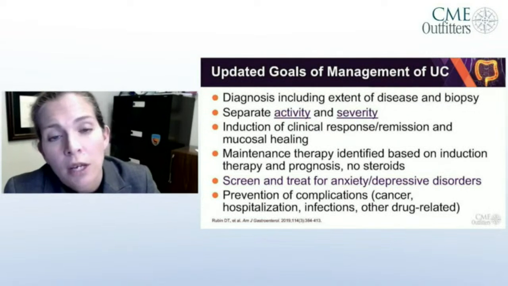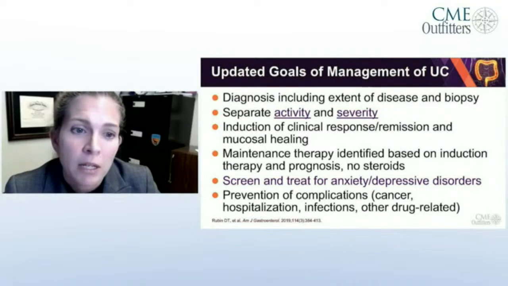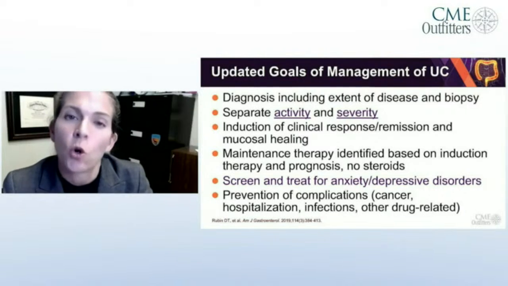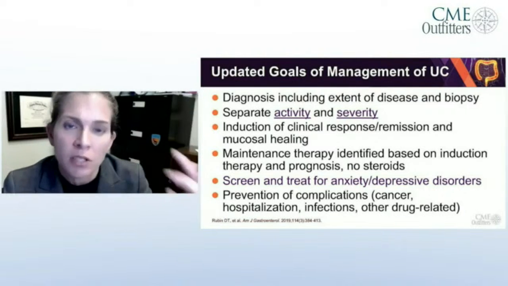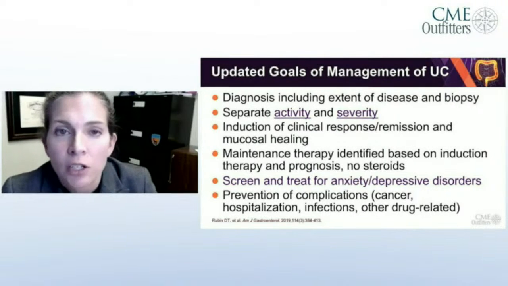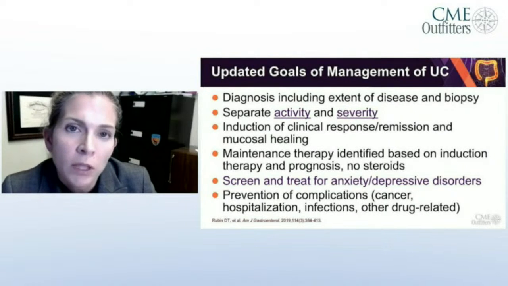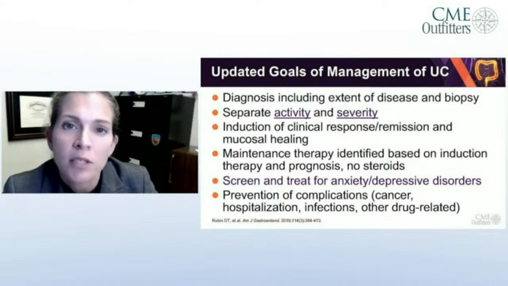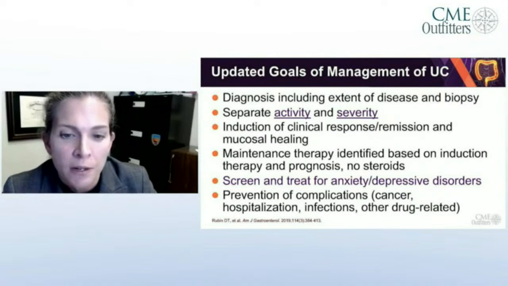Other updated goals, again, I think the main take-home point for me is really this diagnosis, including the extent of disease and biopsy, with separating activity, how the patient is now, and severity, which incorporates all of the prognostic factors and obviously the endoscopic and biologic components. That one of our goals is clearly induction of clinical response and remission, as well as mucosal healing. And that we should really be initiating a maintenance therapy based on what we used at induction, what they responded to, and their prognosis, as well as the fact that we certainly want to avoid any sort of steroids.